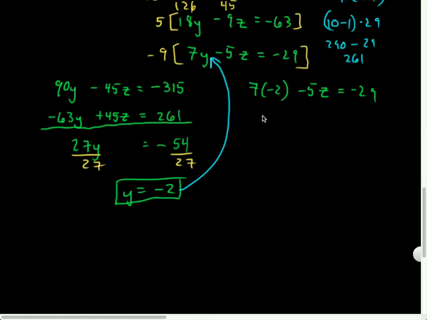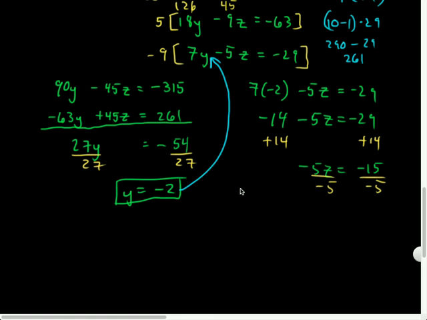But 7 times negative 2 is negative 14. Okay, bam, there we go. Minus 5z equals negative 29. And hey, this is a one variable equation now. I know how to do this. Add 14, add 14. This looks friendly. Negative 5z equals, what's that, negative 15? Divide, divide. And I get z equals 3.